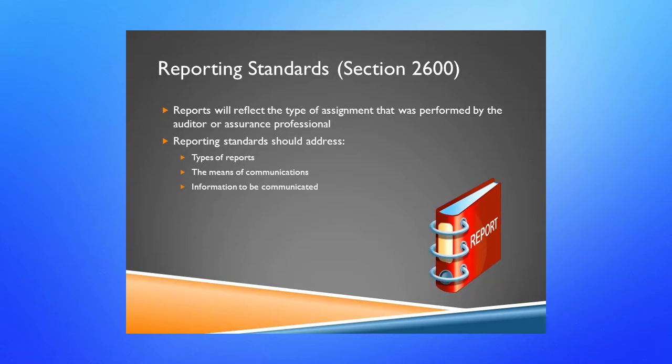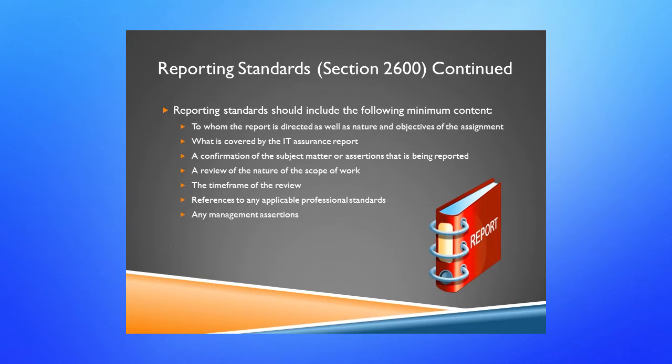Now, the reporting standards will reflect the types of assignments that were performed by the auditor or by the assurance professional. And the reporting standards should address, of course, the types of reports that we're going to have, the means in which they are communicated, and of course what information is going to be communicated through the reporting standards. Now, at a minimum, your reporting standards should include some of the following things. The obvious stuff: to whom the report is directed, as well as the nature and the objectives of the assignment. That's kind of like the big intro, right?